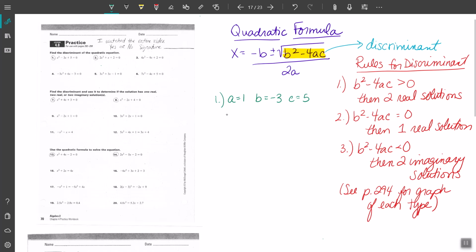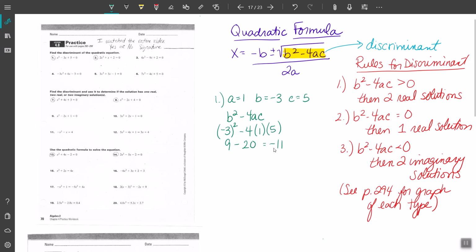So for number one, b squared minus 4ac is going to be -3 squared. Make sure you raise the negative sign with it when you put the square in. It needs to be in parentheses. This will be 9 minus 20, which is going to give us -11.